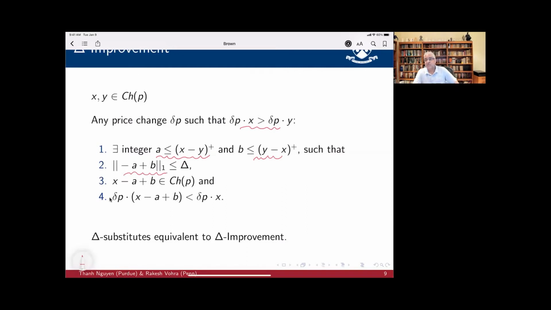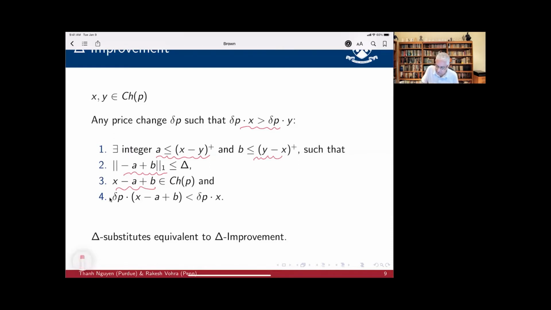The number of such objects should not be large, meaning at most delta, with the following property. If I swap out the objects in A and put in the objects in B, I still live in the choice correspondence. In other words, X has now become slightly more expensive than Y. There should be a way to swap things out of X, put things in from Y, and still be in the choice correspondence.